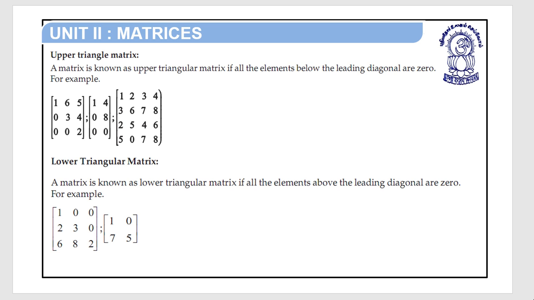Upper triangular matrix. A matrix is known as an upper triangular matrix if all the elements below the leading diagonal are 0. For example, 1 6 5, 0 3 4, 0 0 2. This becomes a triangle.